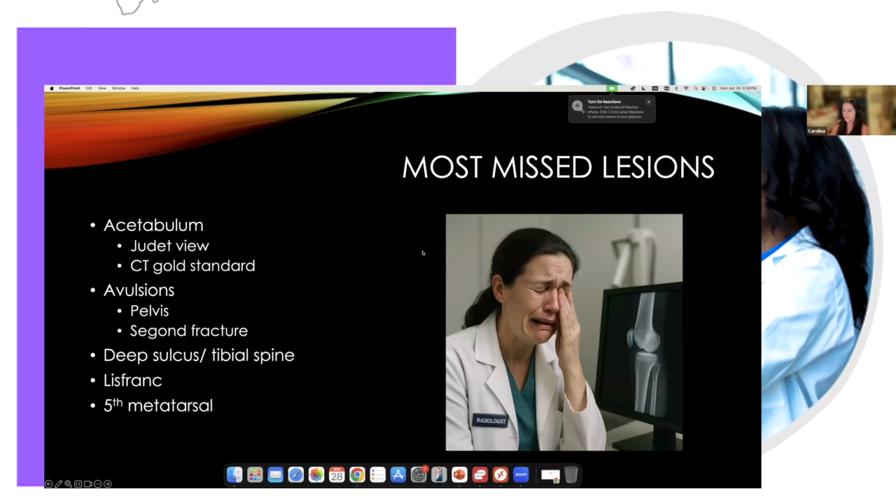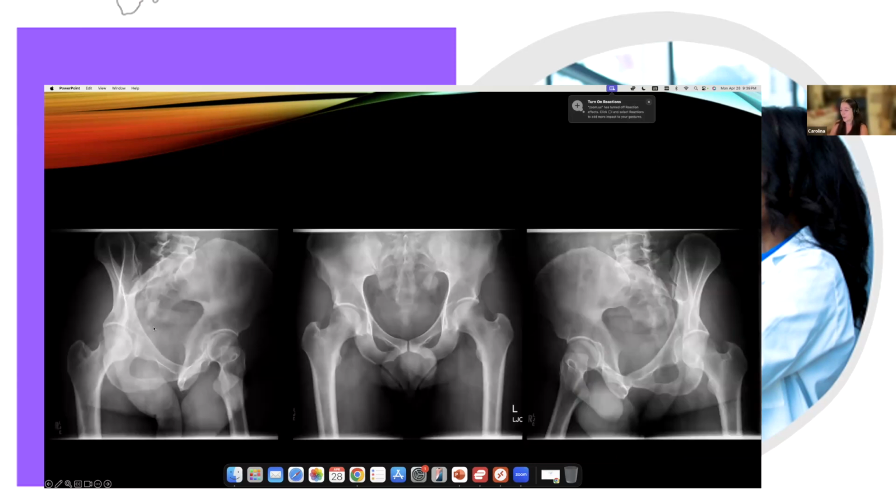Now we did the limb, the most common injuries, and now let's talk about the most missed lesions because it's something that haunts us radiologists quite a bit. So one that is pretty frequent, especially if you're just focusing on the proximal femur or very blatant fractures of the hip, is the acetabular fracture. And whenever you want to assess the acetabulum, you have the help of the Judet views.